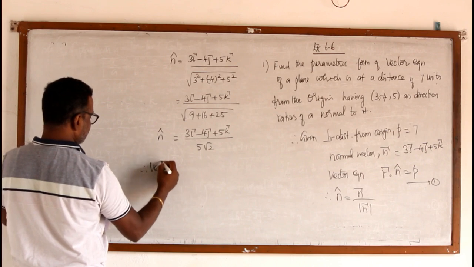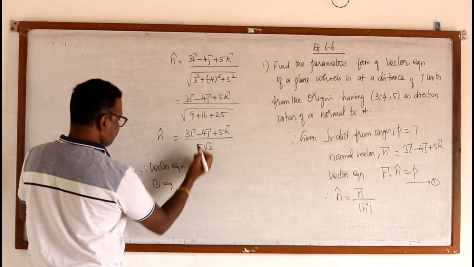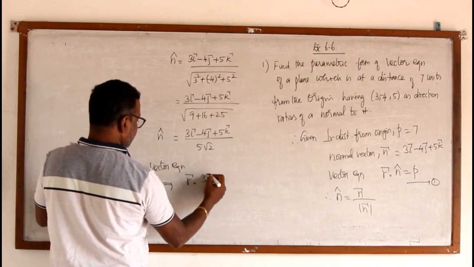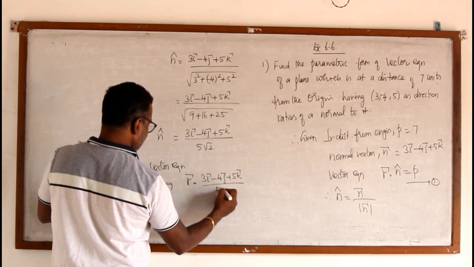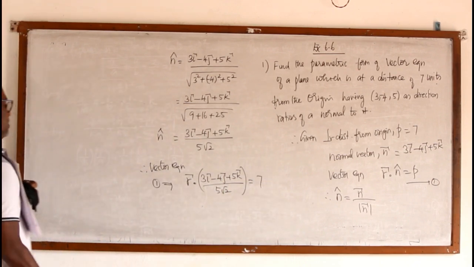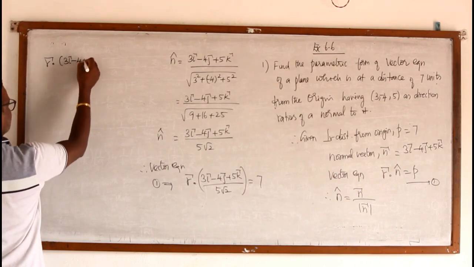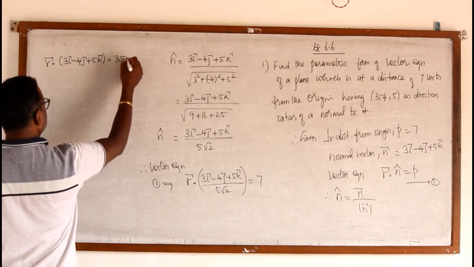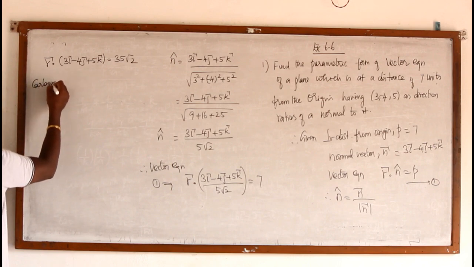Therefore, the vector equation is r dot n cap = 7, that is r dot (3i - 4j + 5k) / (5 root 2) = 7. Shall I write this as r dot (3i - 4j + 5k) = 7 times 5 root 2, that is 35 root 2. Therefore, it will be easy for me to write the Cartesian equation.